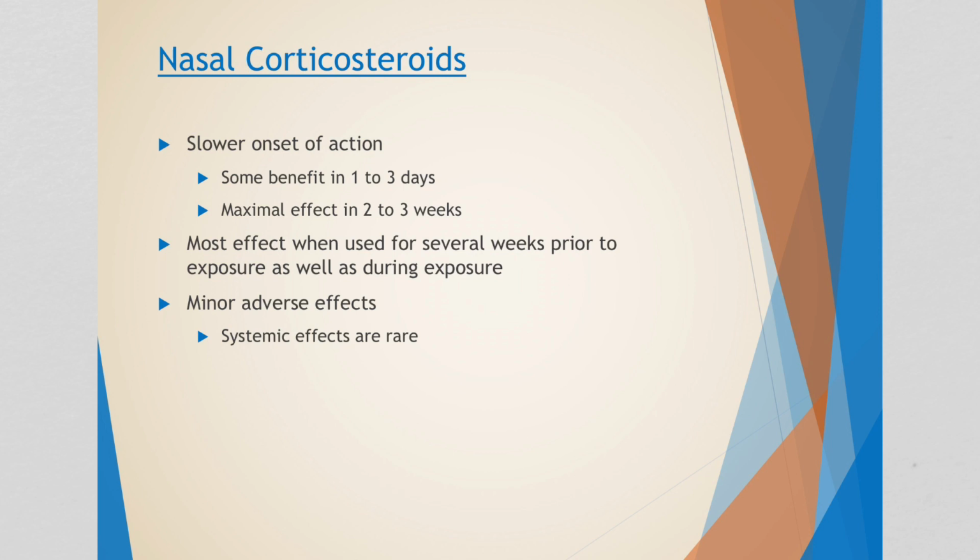So the nasal corticosteroids have a slower onset of action, and this is key because your nasal decongestants, right? You can use those for 3 to 5 days. They have a quick onset of action, but then we have to stop. Your nasal corticosteroids on the opposite end of that have a slower onset of action. So if we look at this slide, what we're saying is a patient will have to take this at least 3 days to see some benefits, but we'll have to use the spray for at least 2 to 3 weeks to see maximum effect. That is the opposite of a nasal decongestant, right?